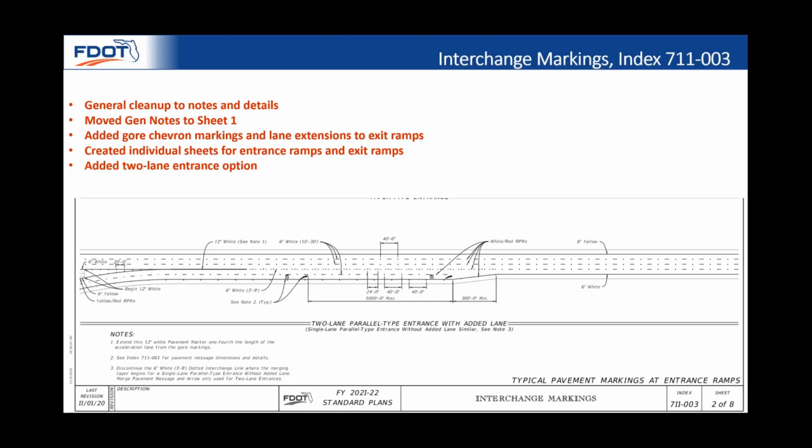For a single lane ramp, the 6-inch white 3/9 skip would discontinue where the merging taper begins, like the 6-inch white 10-30 skip is shown here in the 2-lane option. We received some questions on this since the release of the updated index, so we decided to add Note 3 to clarify that the intent is to continue to install single lane entrances the same way we have been. This was actually done through our errata process a few weeks ago.